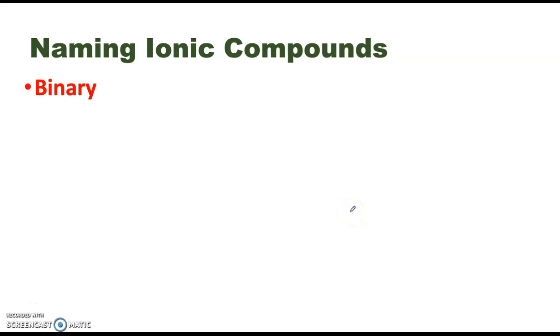So the goal by the end of this video is that you understand what a binary and a ternary compound is, and then you know how to name both types of compounds. So make sure you know how to name compounds by the end of this video is our goal. We'll start by talking about what is a binary compound.